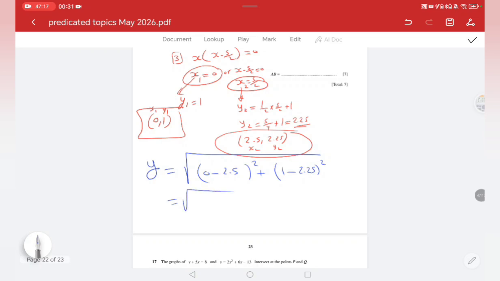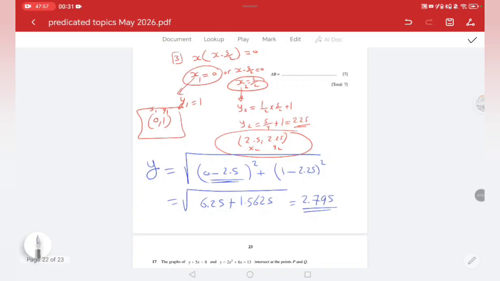Now, let's take this 2.5 squared. So this one, 6.25, plus 1 minus 2.25 and then squared. So it will be 1.5625. This number plus 6.25 and then the square root of the answer. So the answer is 2.795. Okay, so this is the length.